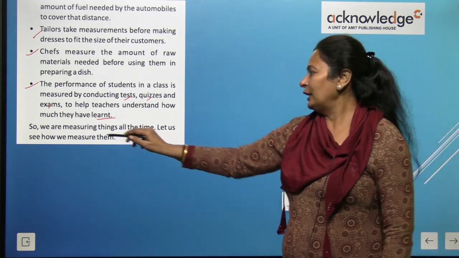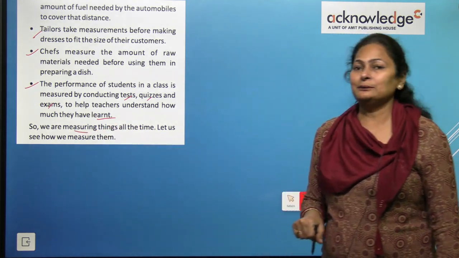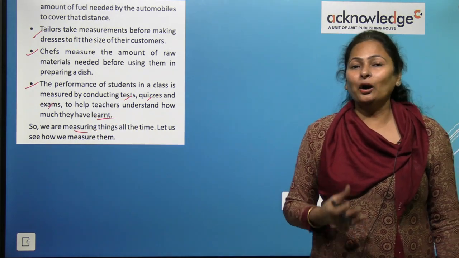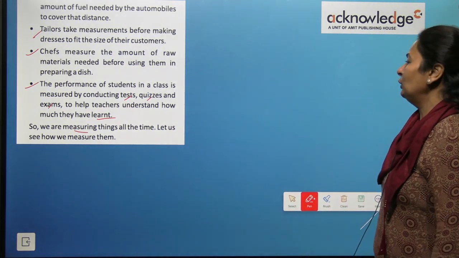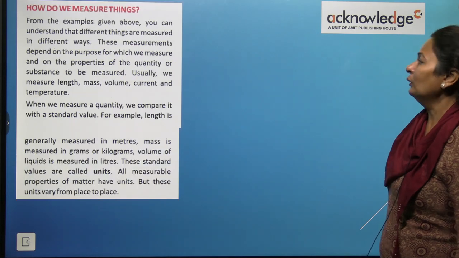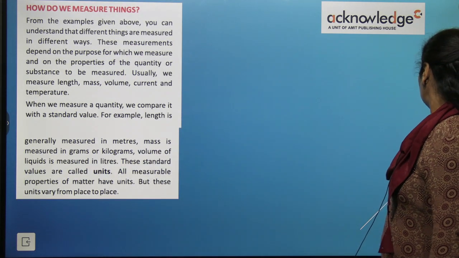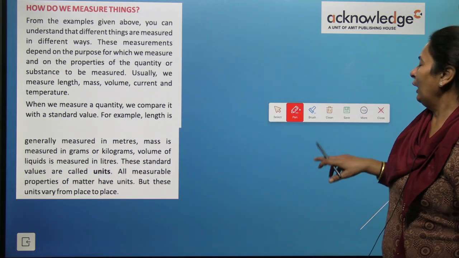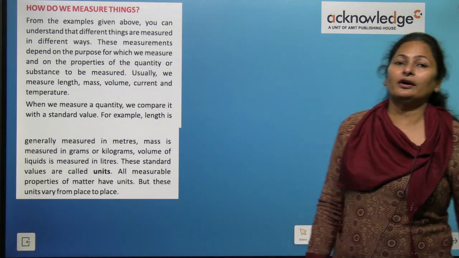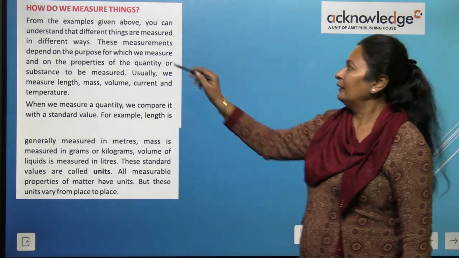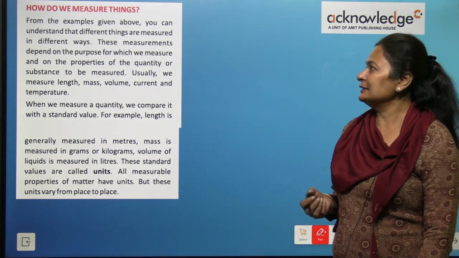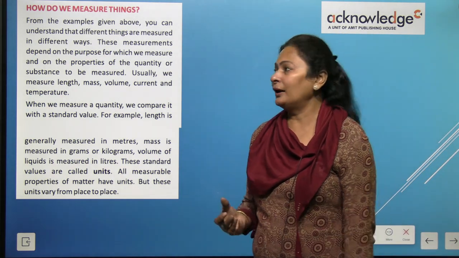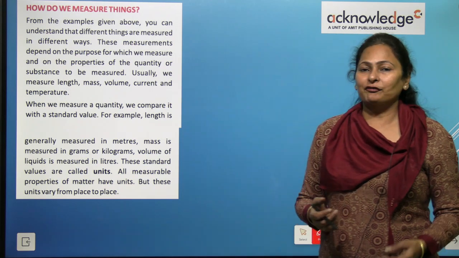So we are measuring things all the time. So let's see how we are measuring the things. What all tools do we have to measure the things? So now how do we measure the things? From the examples given above, you can understand and differentiate things. Different things are measured in different ways.